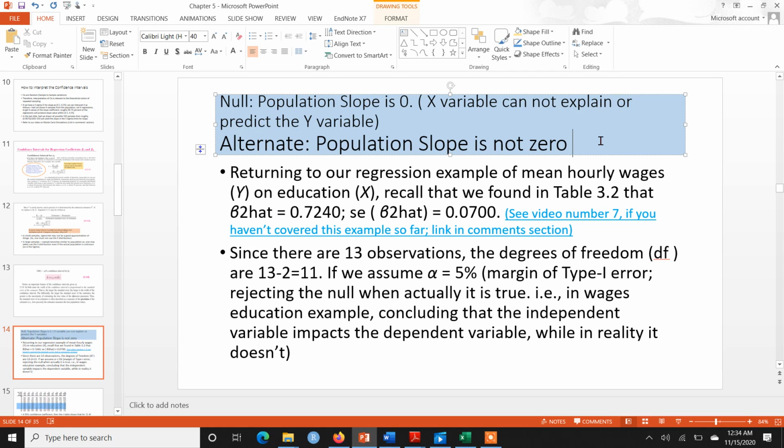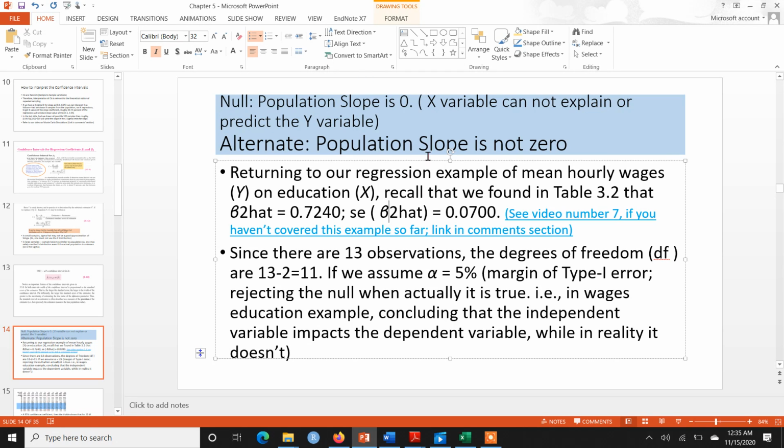Let's say we have the value of the slope and we have calculated the standard error, which you should know, especially if you are calculating it manually. You should know the formula for standard error so that you can calculate it. You can watch video number 7 if you haven't covered this example or how to calculate the standard error. Anyhow, if you have the slope coefficient and its standard error, and you want to comment on whether in the actual population the dependent and the independent variable are linked or not.